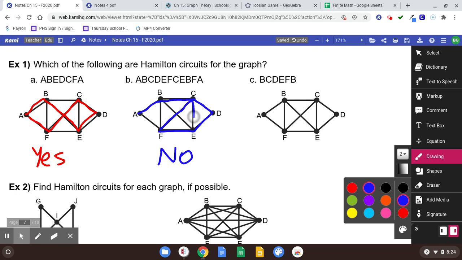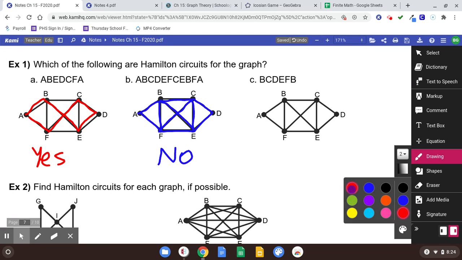If I go from C to E to B to F back to A, that is a circuit, but that happens to be an Euler circuit. That hits all the edges exactly once. That's an Euler circuit, but this is talking about a Hamilton circuit. Hit each vertex exactly once and end where you start.